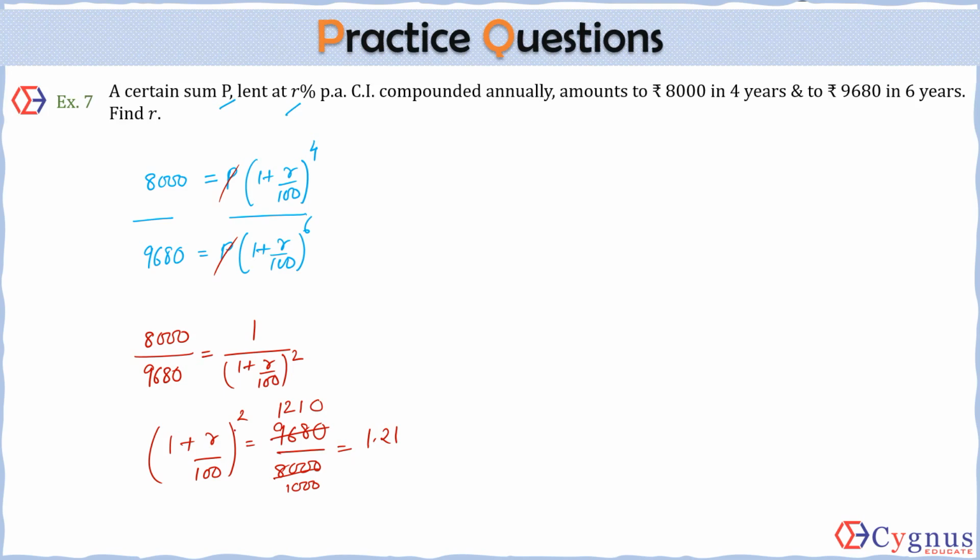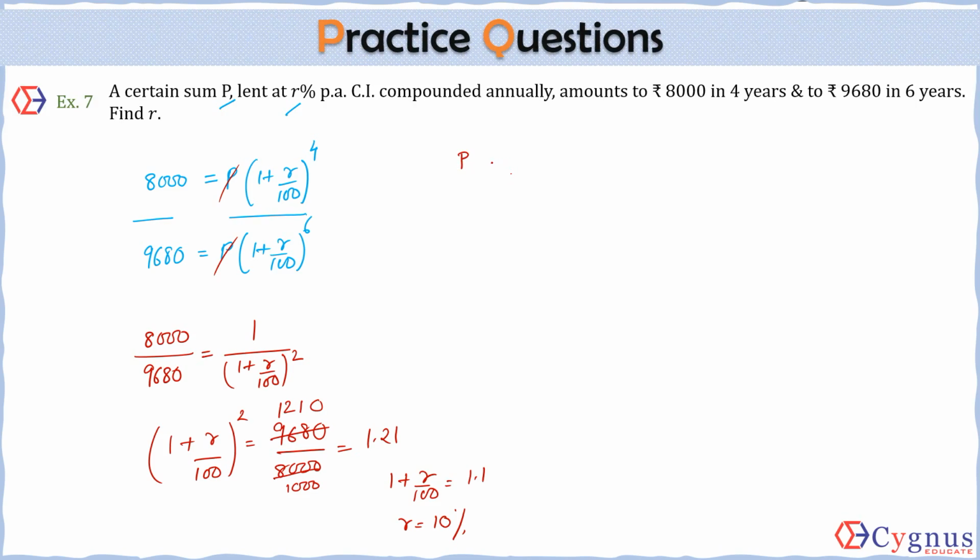Now, 1 plus r by 100 squared is 1.21. So can we say 1 plus r by 100 should be equal to 1.1? Or the value of r will become what? 10%. So what was the rate of interest? It's 10%. Now, this was a conventional method to solve these kinds of questions. Fine. Now, how do we solve it using a shortcut? Look at this.